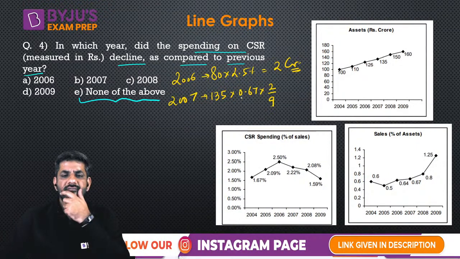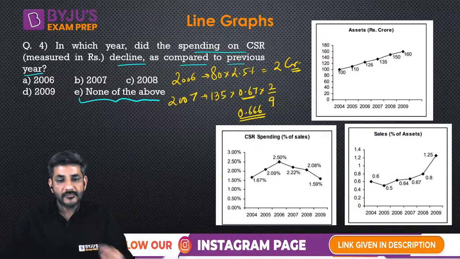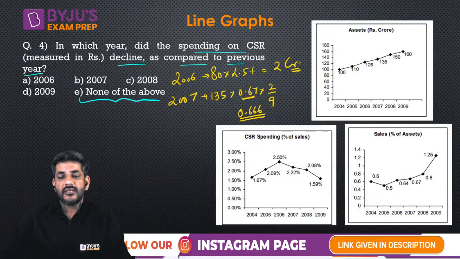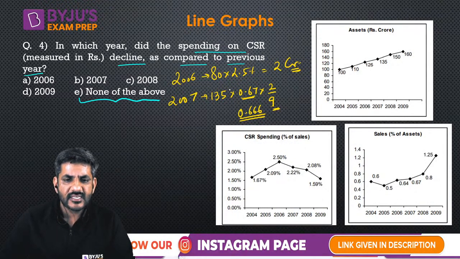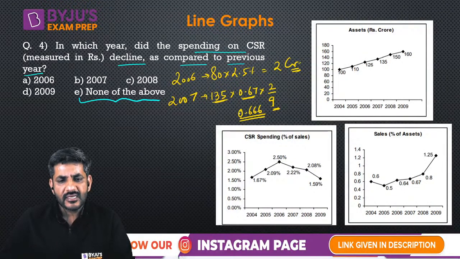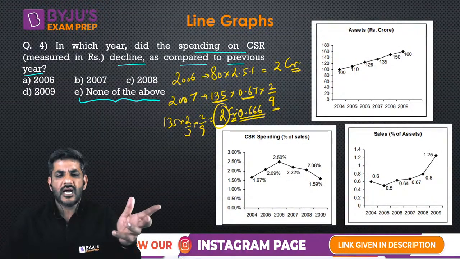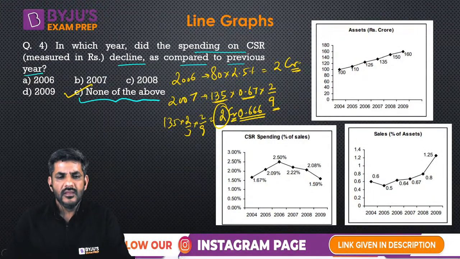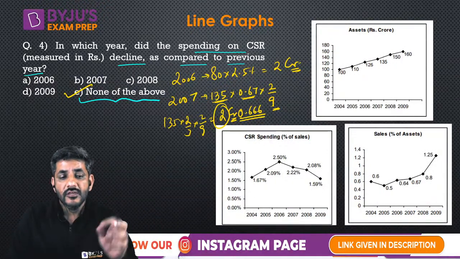Now 0.67 is slightly more than 0.666. Is that right, guys? 0.67 is slightly more than 0.666, and 2 by 9 into it comes out slightly more. If I take it exactly as 2 by 3 and then 2 by 9 of it, that comes out to be exactly 2 crore, but because it is slightly more, there is no decline here either, so I would answer none of the above. A decrease is definitely not there, that I can be very sure of.